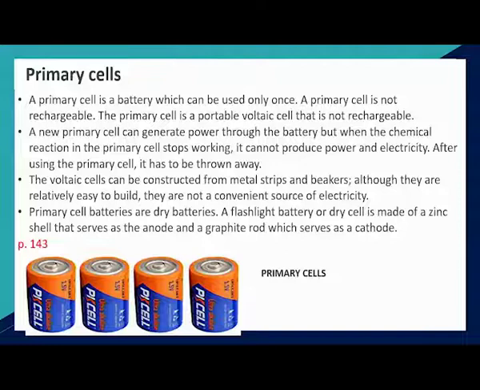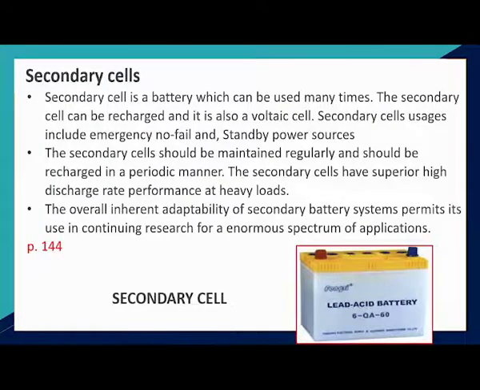They are dry batteries. A flashlight battery or dry cell is made of a zinc shell that serves as the anode and a graphite rod which serves as the cathode. Right, so these are primary cells. Then on the other hand, we have secondary cells. A secondary cell is a battery which can be used many times. The secondary cell can be recharged. Secondary cell usages include emergency, no-fail, and standby power sources.